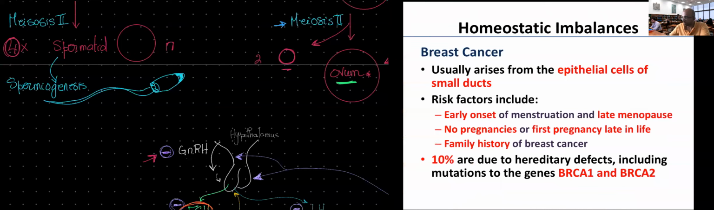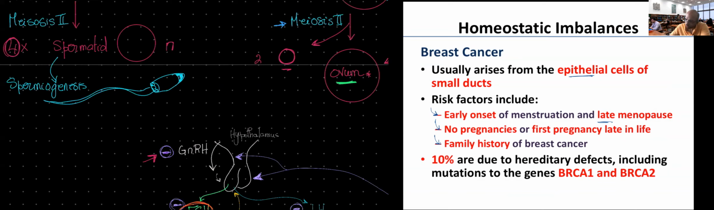Breast cancer usually arises from the epithelium of the small ducts. Risk factors associated with breast cancer include early onset of menstruation and late menopause, no pregnancies or first pregnancy late in life, and family history, especially a mother or a sister, which is going to be a high risk factor for developing breast cancer.